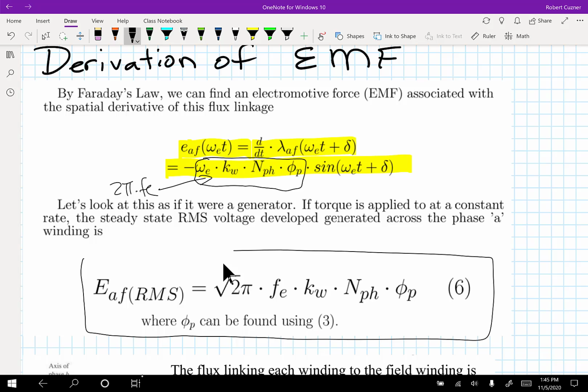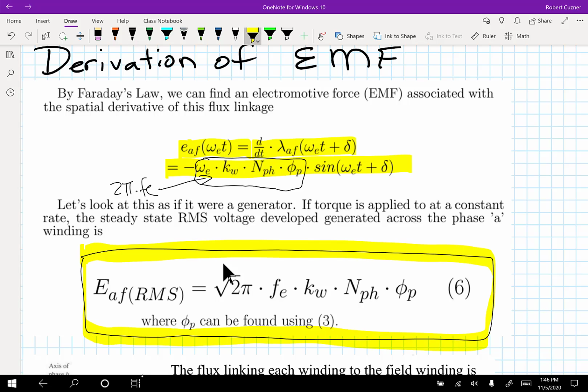and this is the most important expression of this lecture, the EMF expression, which I'm going to put a box around and highlight. If you know, for example, the flux per pole, you can find this EMF. Recall that this flux per pole is also proportional to the field winding turns and the field winding current, or the field MMF. So this is where I'm going to end it, with us finally having an open circuit RMS voltage associated with a synchronous machine, and this in fact is what you were measuring in lab 5 in the open circuit test, is this voltage.